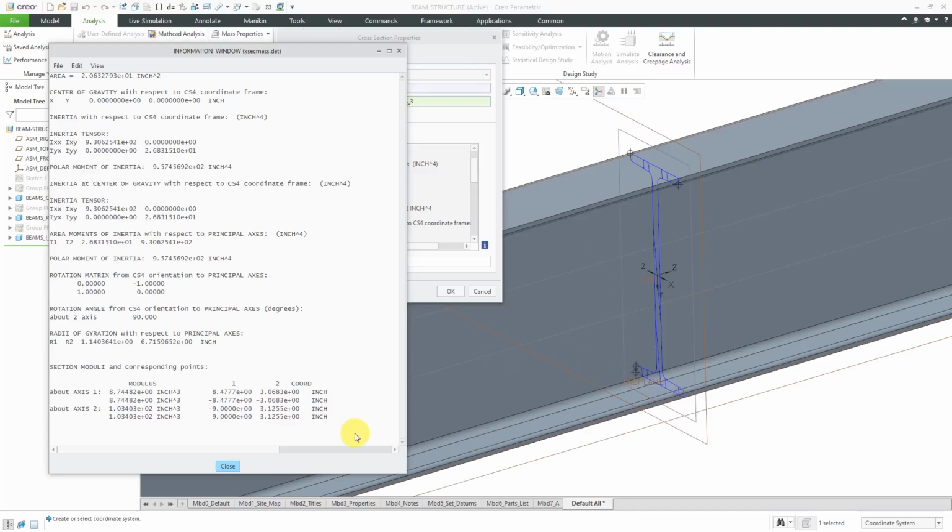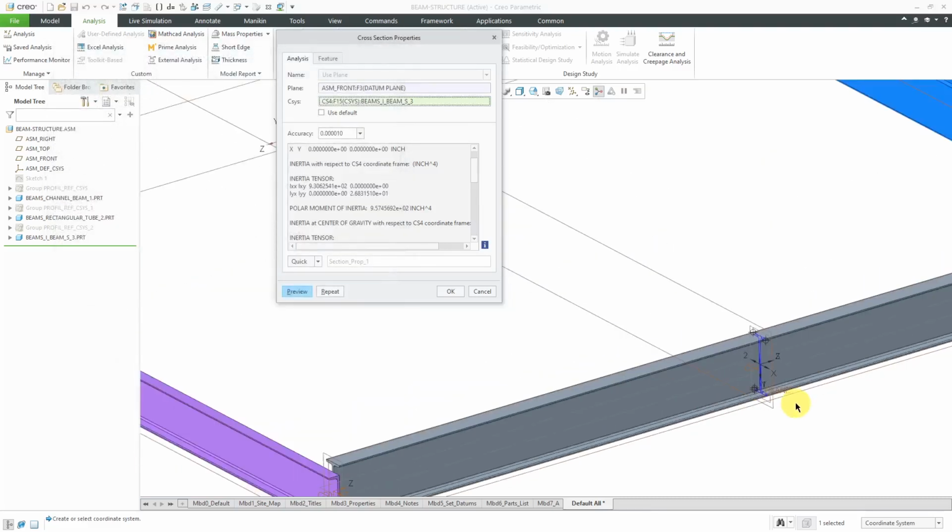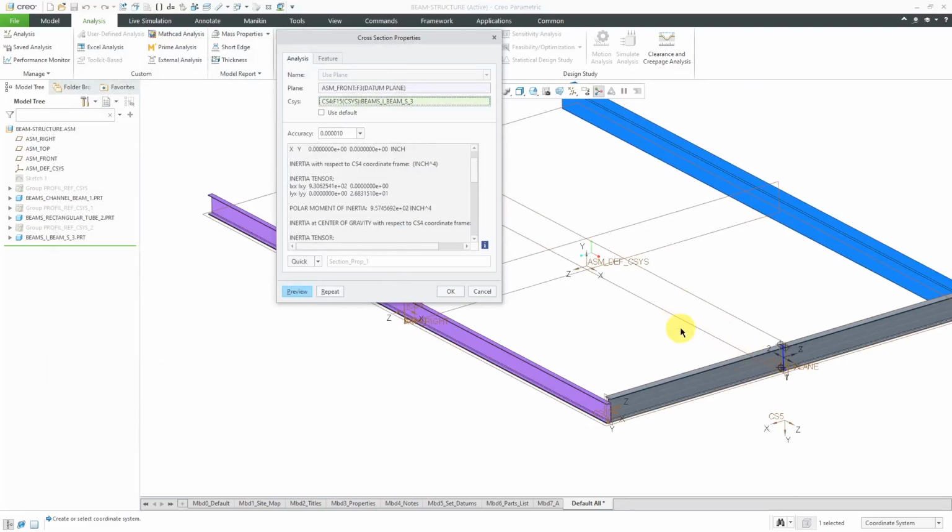So this is how you can measure the cross-sectional mass properties in an assembly. And one thing I want to point out again is that it really does matter what you're using as the plane and what you are using as your reference coordinate system.